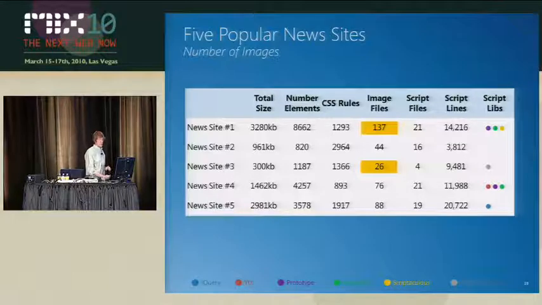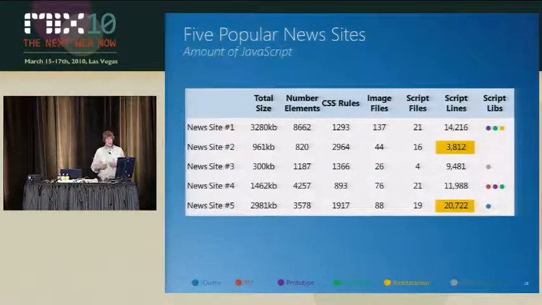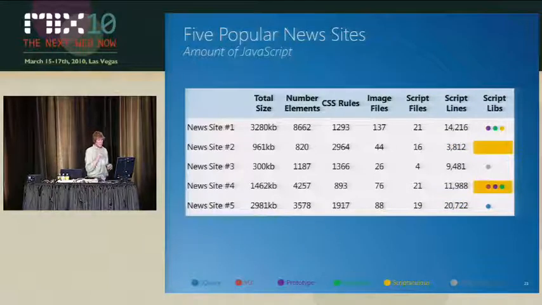So, very significant differences. If we look at the amount of script, news site number 2 has less than a quarter of the amount of script of news site number 5. And news site number 4 links in a whole bunch of different JavaScript frameworks. News site number 2 doesn't. News site number 2 only has 3,800 lines of script, and they've optimized that script.